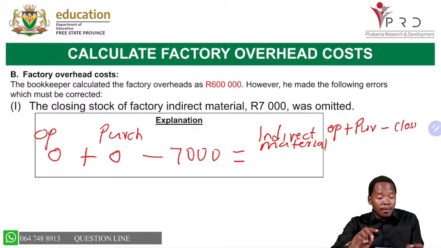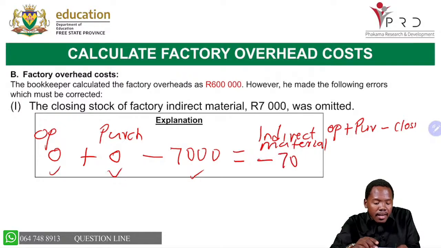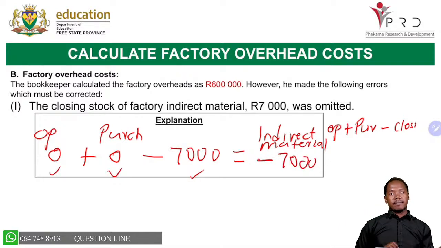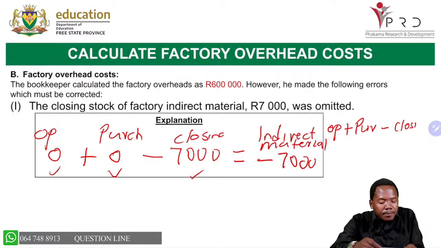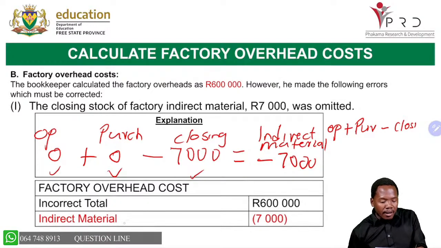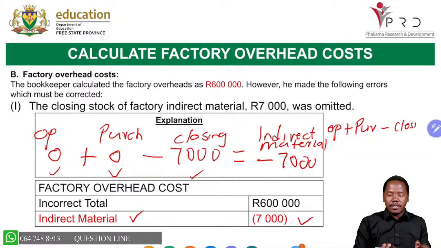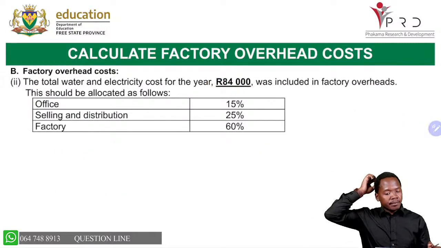What will be my answer now? It will be 0 plus 0 minus 7,000. If you punch it on your calculator, it will give you a negative 7,000. What does that mean? It means that I need to subtract my 7,000. Let us look at that. Meaning we are going to have indirect material, and then we say minus 7,000. Okay. So we got that one right. Is everyone happy about that? Thank you. Right. Next one.